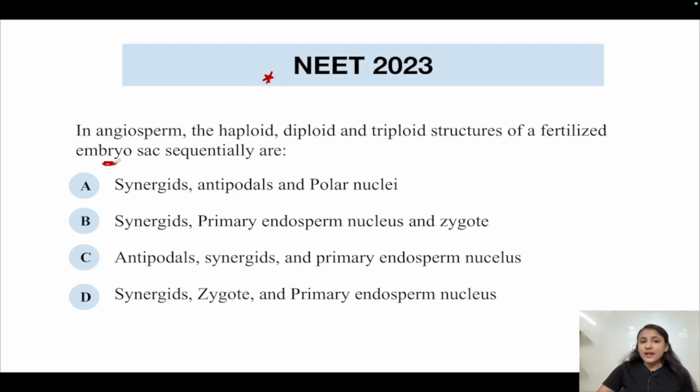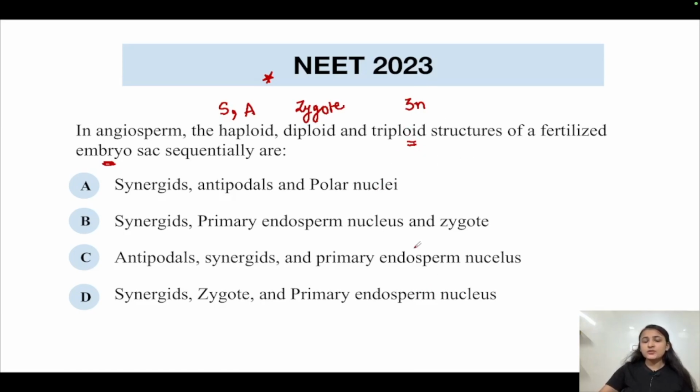So if we talk about a fertilized embryo sac, what are the haploid structures in it? The haploid structures are the synergids and antipodals. The diploid structure is the zygote that is formed by the fusion of the male and female gamete. The triploid structure is the 3N primary endosperm nucleus, or the primary endosperm cell. That is the triploid structure in a fertilized embryo sac.